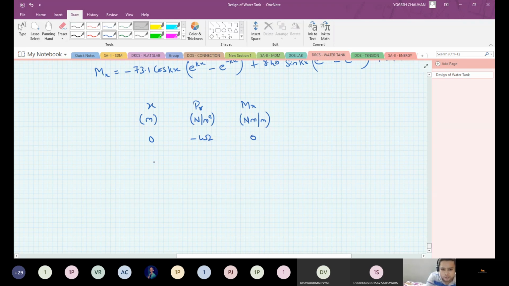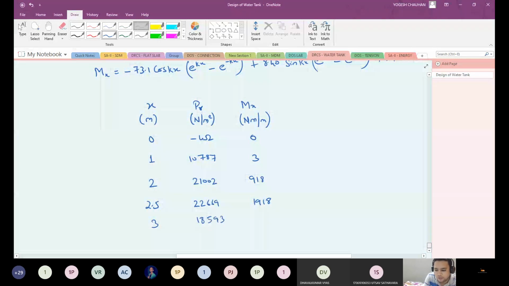And at x equals to 1 meter, you substitute these values here. So it will be 10787 and this will be 3. Okay, and at x equals to 2 meter, it will be 21002 and it will be 918. And at 2.5 meter, it will be 22669 and here it will be 1918. And at 3 meter it will be 18593 and this value will be 2299.